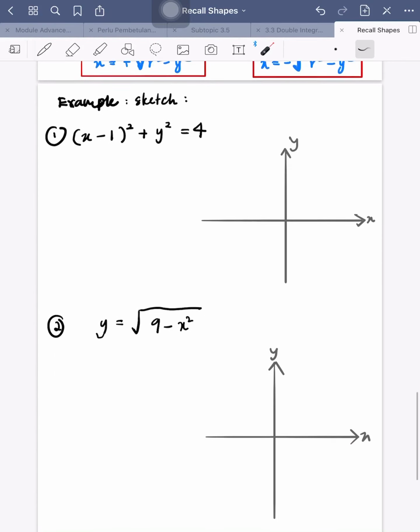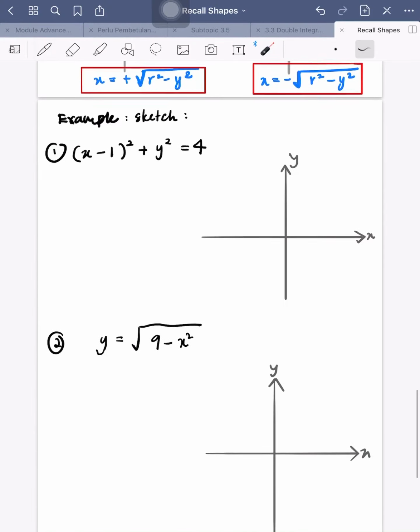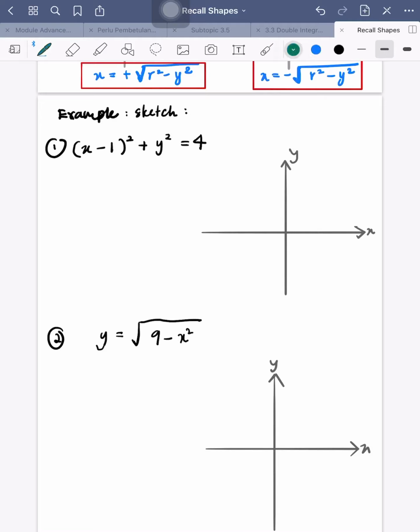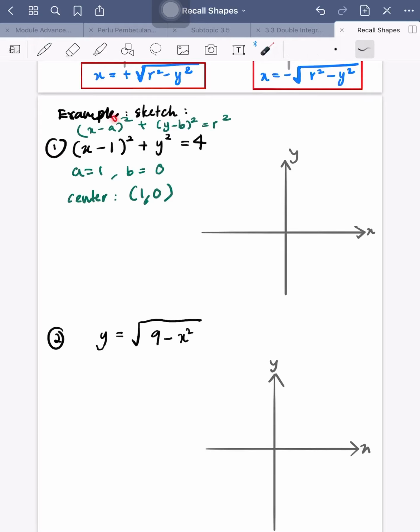Okay, let's go to the last example. We have the last example. Okay, for this one, how to sketch. Let's sketch. So this one, just compare with the formula (x minus a) squared plus (y minus b) squared equal to r squared. So your a equal to 1, your b is equal to 0. So your center is at coordinate (1, 0). See here, if there is nothing with a and b, it becomes 0. Okay, and the radius: r squared equal to 4. Comparing this one, r squared equal to 4, so r equal to plus minus square root of 4, which is plus minus 2.